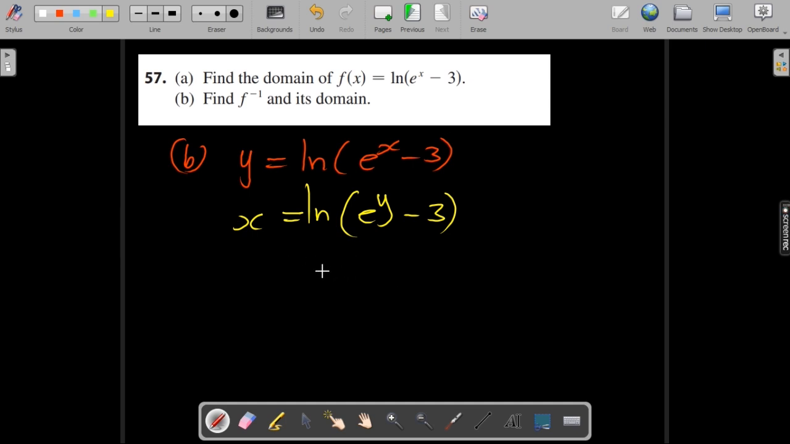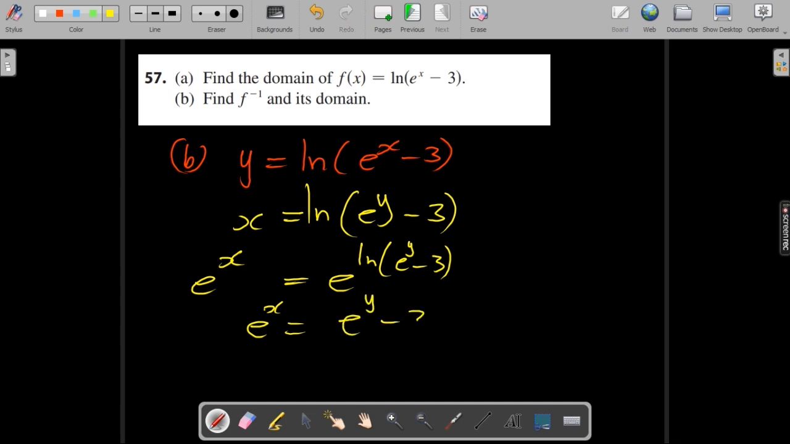All right. Then you can raise each side as a power of e. So you can do this now. And on this side, you just have e to the power x. Then on this side, this allows you to take this out or take it downwards. And you now have this.